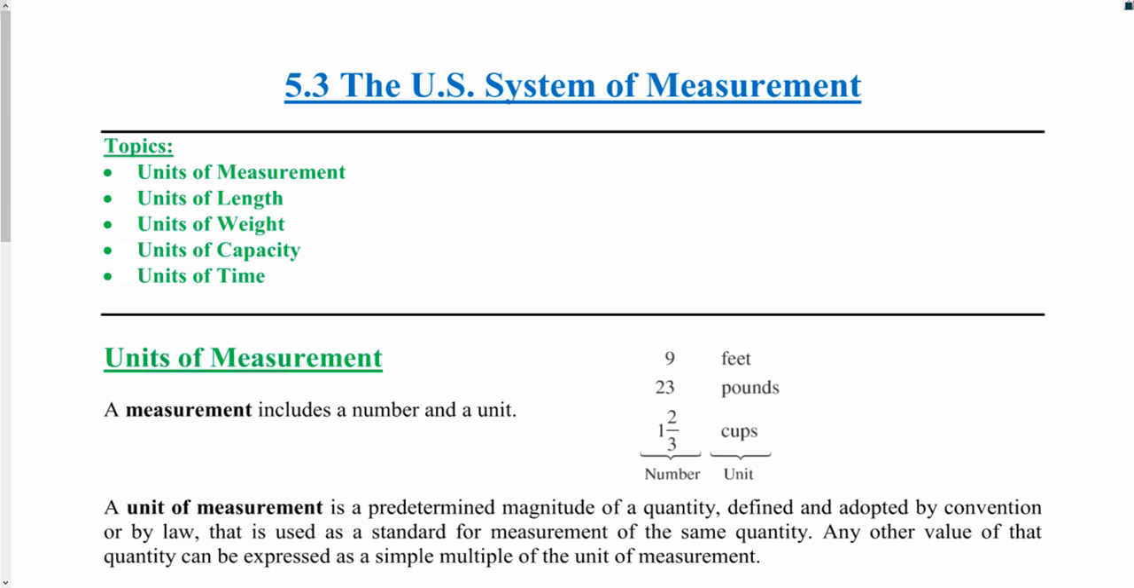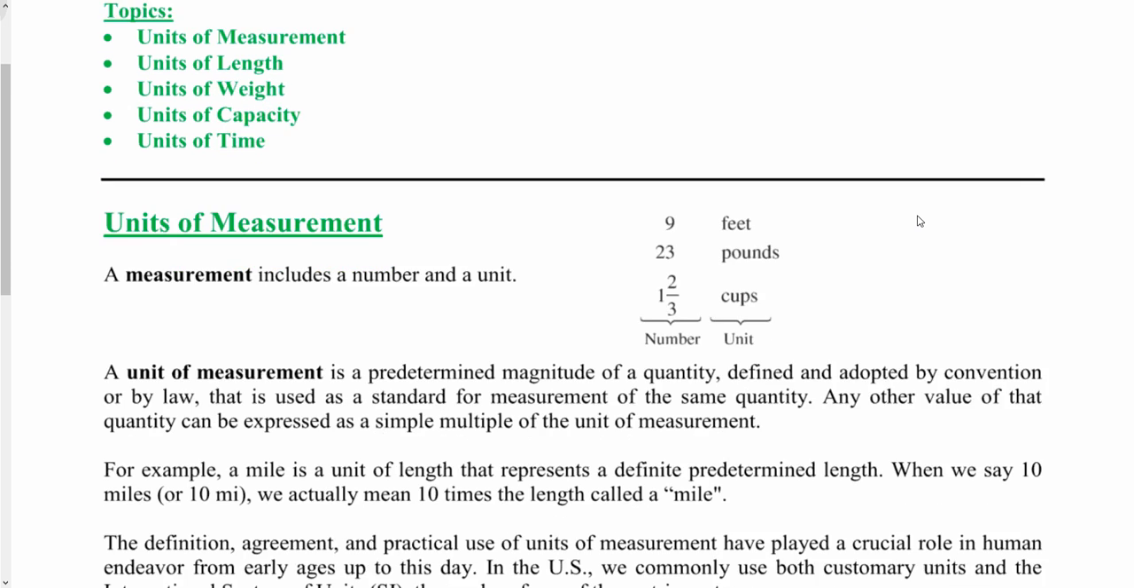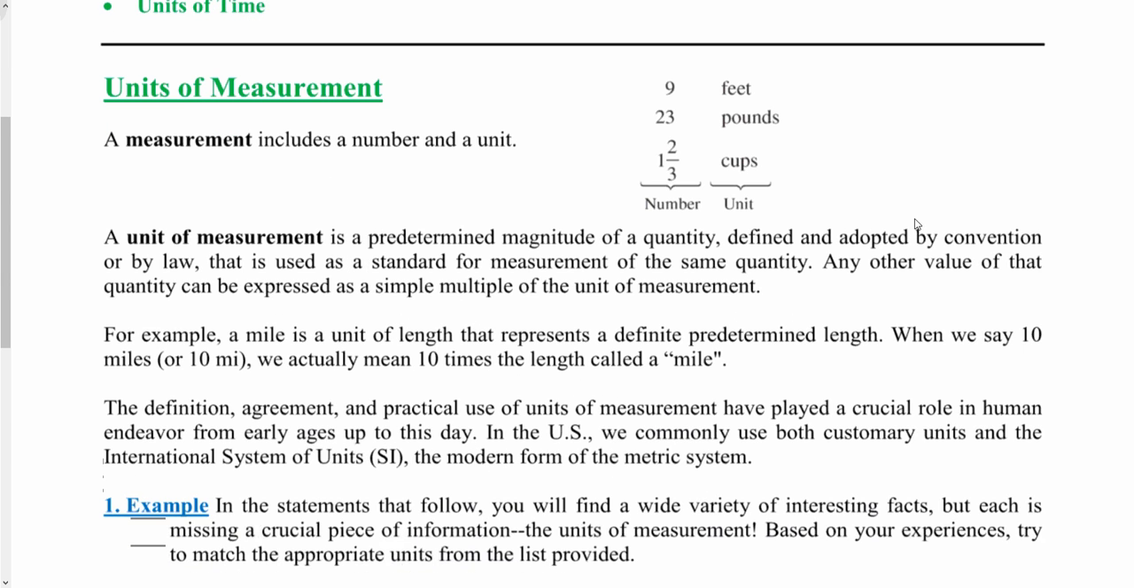Well, hello. Today we are going to be talking about the U.S. system of measurement. The United States is really the only country in the world that uses this U.S. system of measurement. There's a couple other countries that have it listed as something they use, but they don't typically use it. Everyone else in the entire world uses something called the metric system, which we'll explore another time.